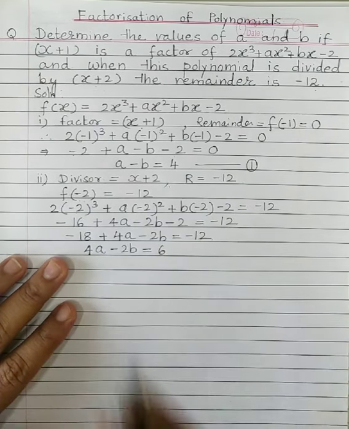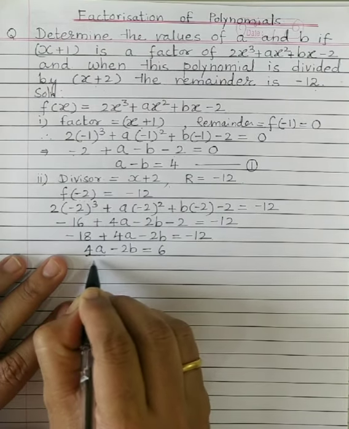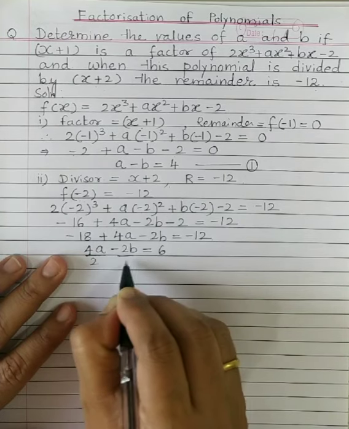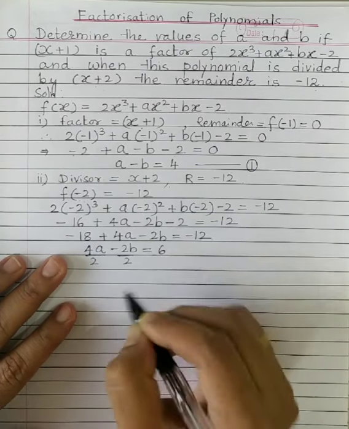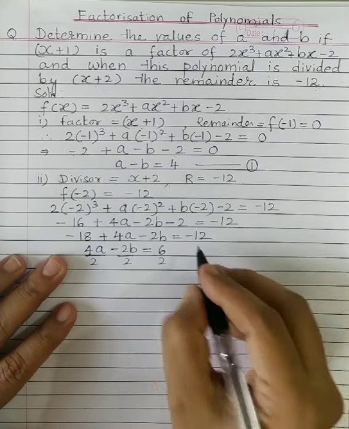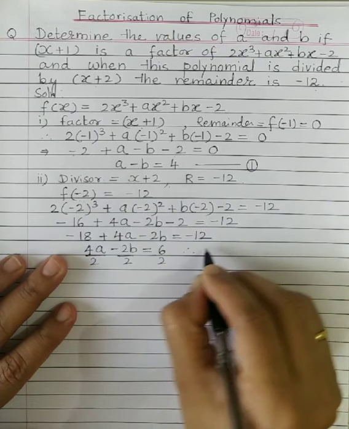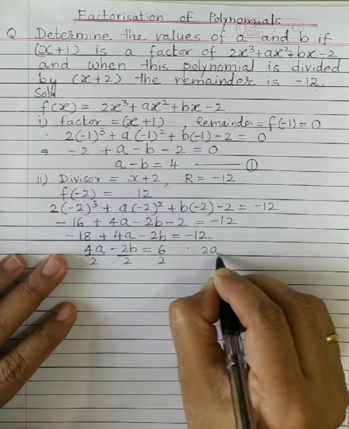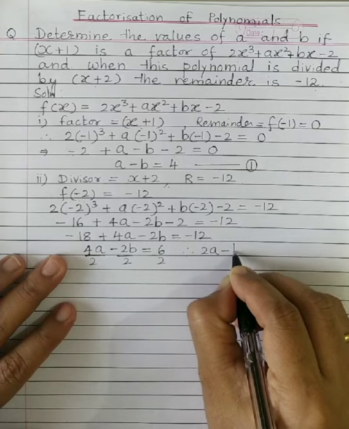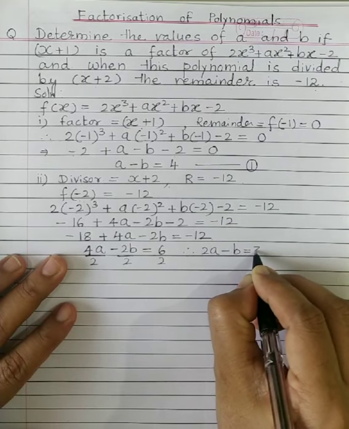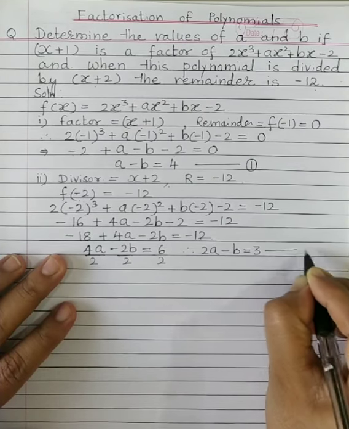And you can see that you can simplify it throughout. If you divide by 2, you will get a simpler equation. So I'll divide both sides of the equation, each part of this equation, by 2. I get another equation, that is 2a minus b is equal to 3. I shall name it equation 2.